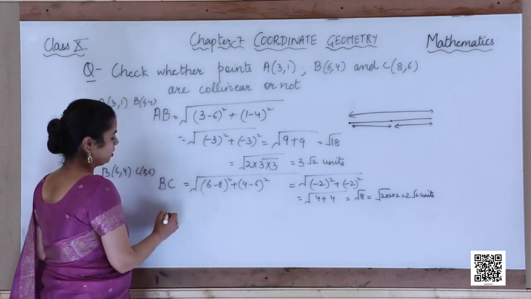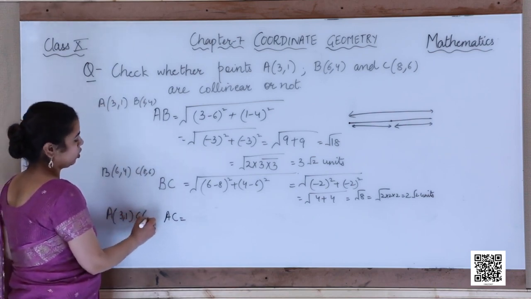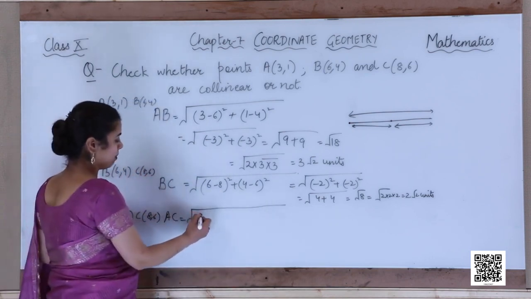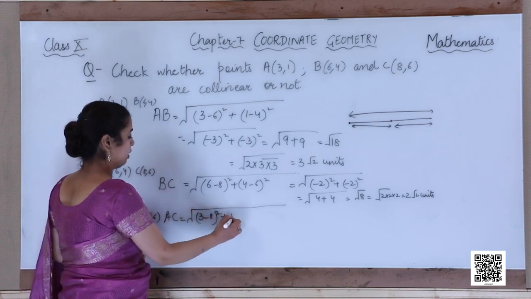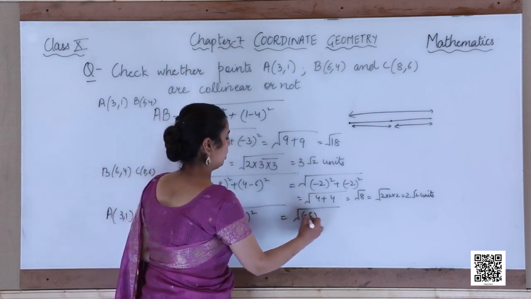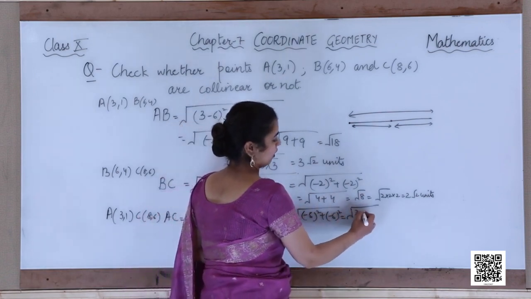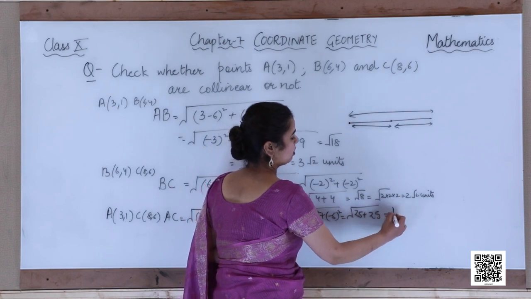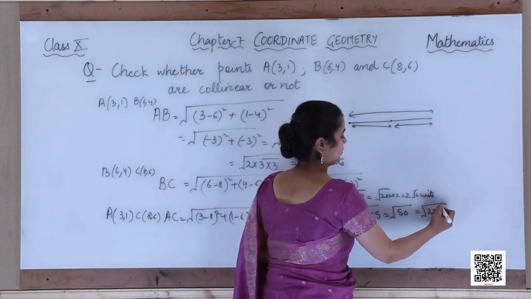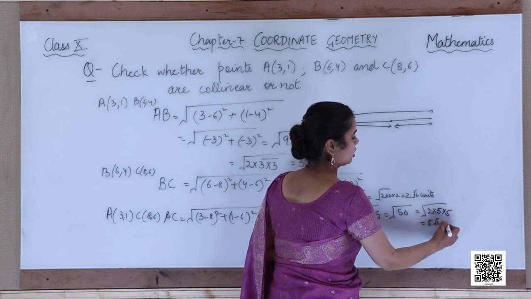Now let us find the third distance, AC. A has coordinates 3, 1. C has coordinates 8, 6. So AC will be the difference between A and C, (3 minus 8) square plus (1 minus 6) square. So we get minus 5 square plus minus 5 square. What is minus 5 square? It is 25. 25 plus 25, it gives 50. 50 has factors 2 into 5 into 5. So this is 5 root 2 units.